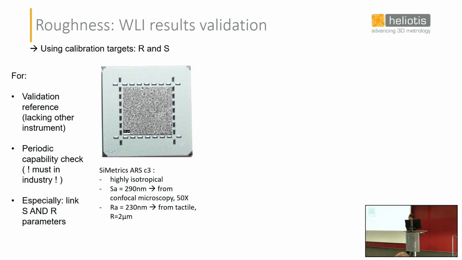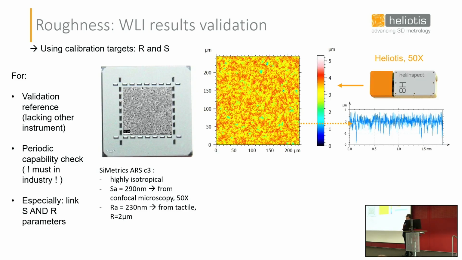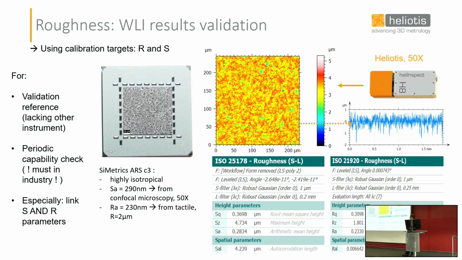So I was looking especially for samples which expose both R and S parameters. Here is one example. It's a symmetric target which is highly isotropic, and it has both results exposed. That's what happens when you measure it with a Heliotis device. You open this point cloud, and you get a profile, and then you look at the roughness values, and indeed you see the S and R values are pretty much what you expect.